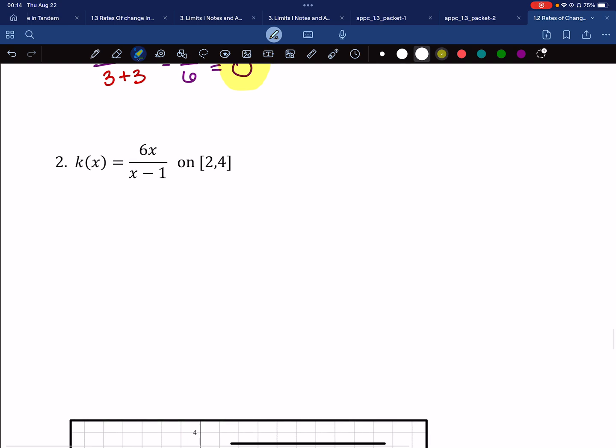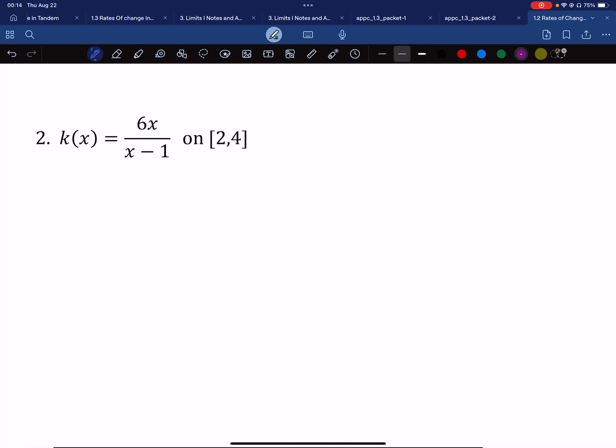Now we're going to repeat this process with a different function. If you want to pause the video to try it on your own, go ahead and do so. So on this one, again, we have our A, we have our B. So we have K of 4 minus K of 2 all over 4 minus 2. So I need to find K of 4. I need to find K of 2. So I'm going to start with K of 4.